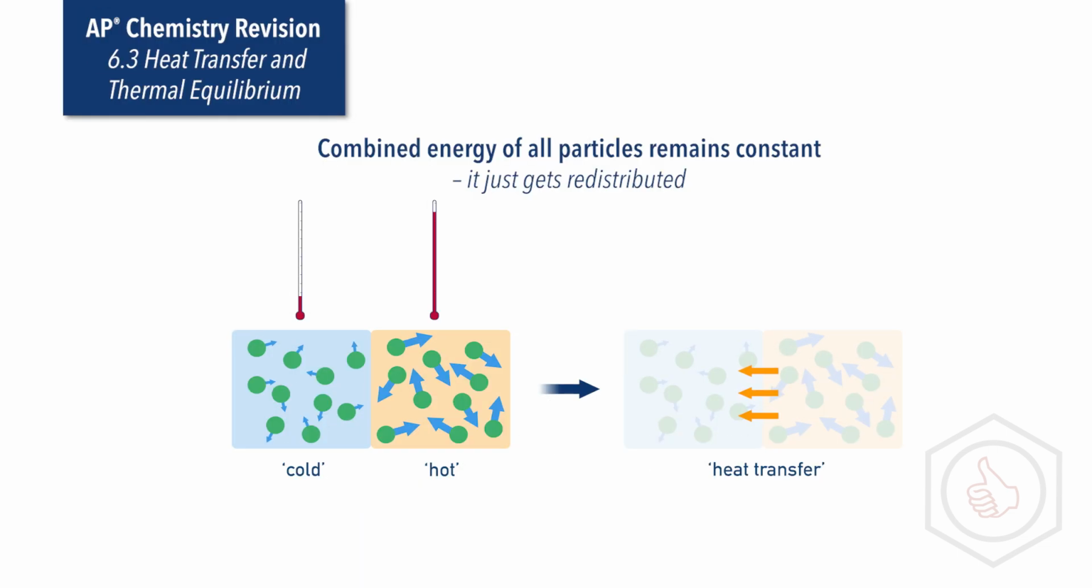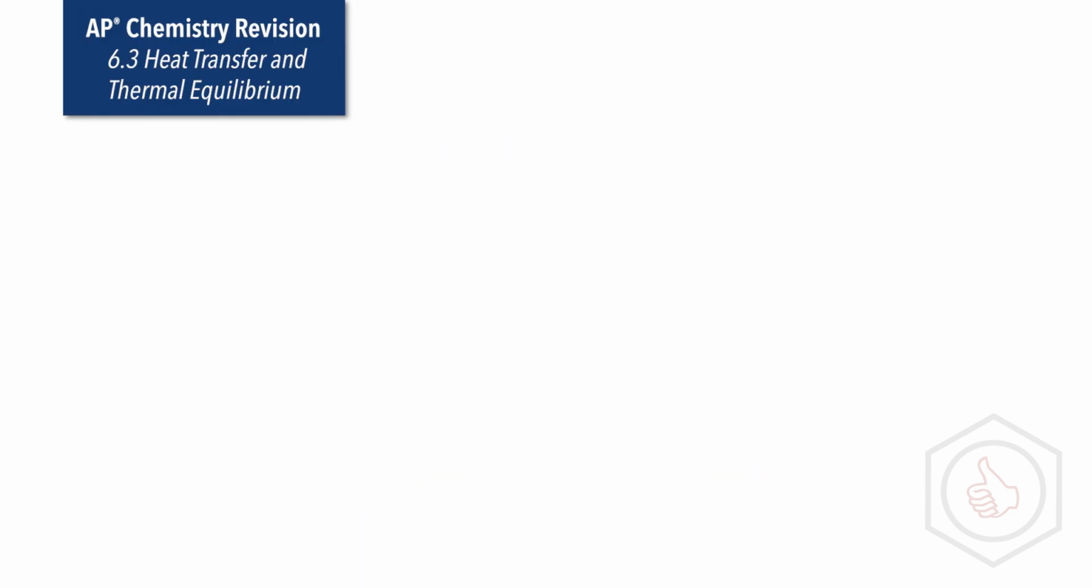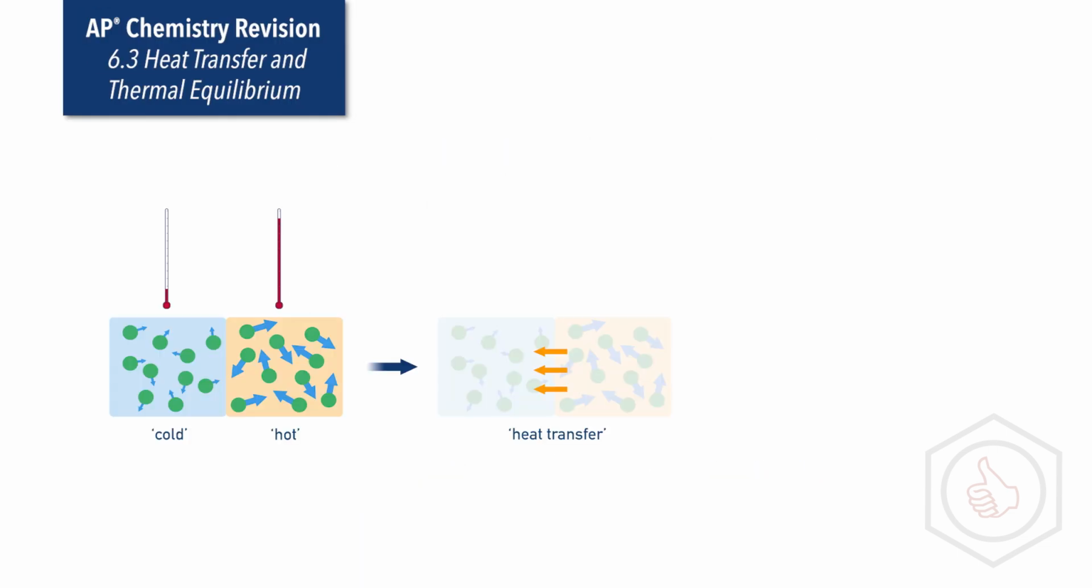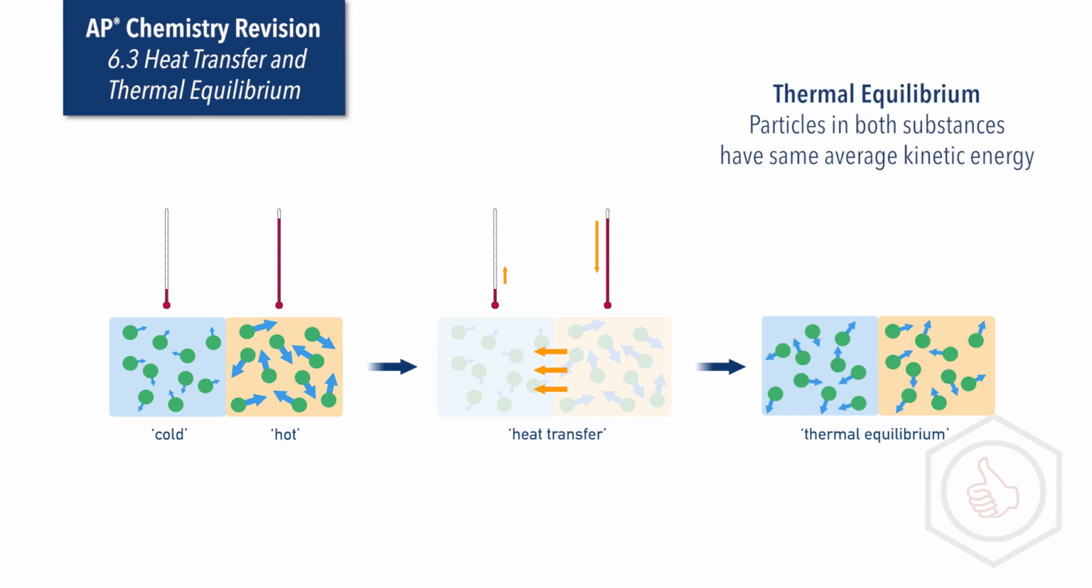Over time, as energy is exchanged between two objects or systems, the temperature difference between them decreases. Thermal equilibrium is reached when both substances have the same average kinetic energy and therefore the same temperature. At this point, there is no net transfer of energy between the systems. However, you should be aware that technically particles from both systems are still colliding and exchanging energy, it's just there is no net transfer of energy between them.